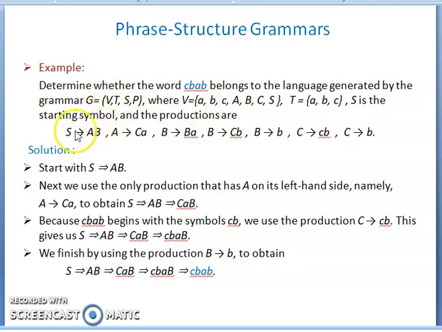This phase structure grammar contains these productions. Now you start with the start symbol S, S implies AB, capital AB. You should travel towards this small c, b, a, b. All these are the terminal symbols. So you start with S implies AB. Next we use these productions to start from S, and you should get this particular small c, b, small a, small b.